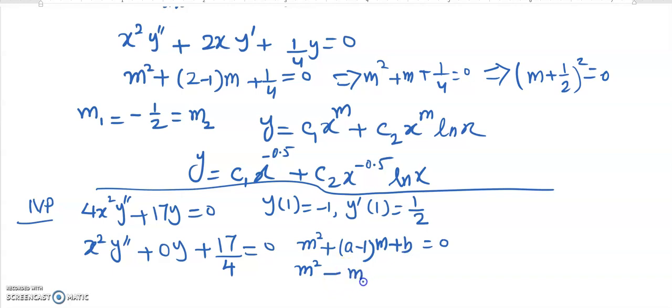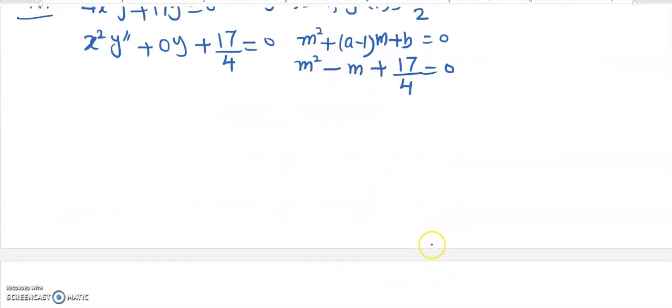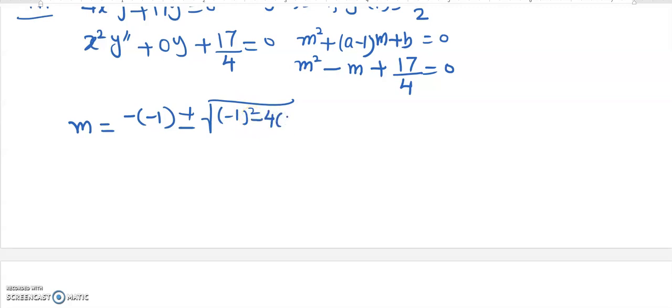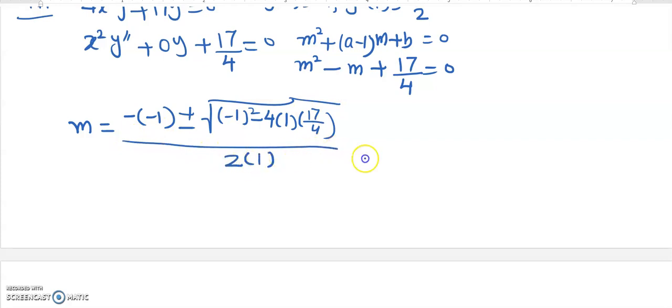m square minus m plus 17/4 is equal to 0. So let's find the roots of this equation. The roots of this equation, from the quadratic formula, are minus b plus minus the square root of b square minus 4 times a times c, where c is 17/4, divided by 2a, 2 times 1.